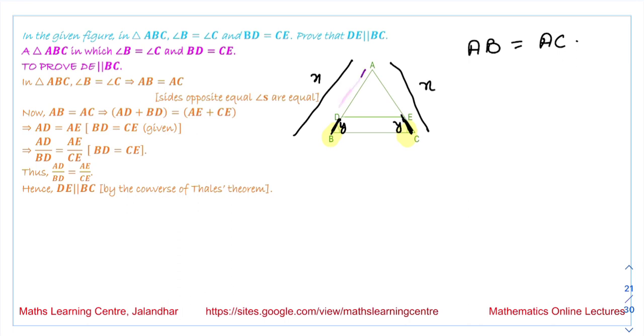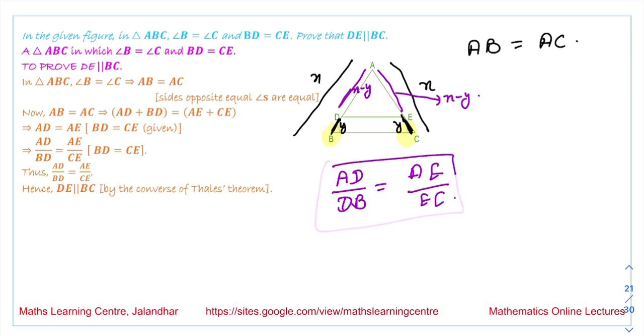So this length AD has the value x minus y. This length AE also has the value x minus y. So what we get is that AD over DB is equal to AE over EC. Both these values are equal. So this gives us, by the converse of the basic proportionality theorem, that DE is parallel to BC, that these two are parallel to each other.